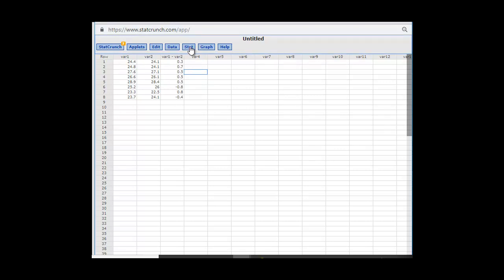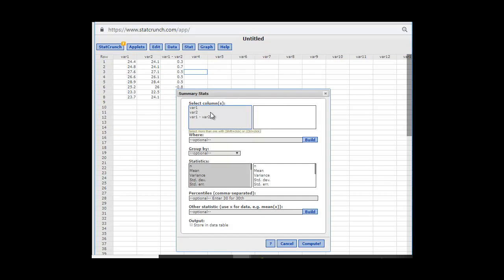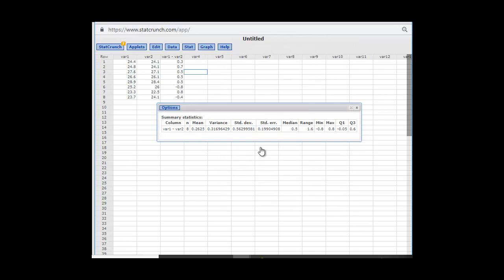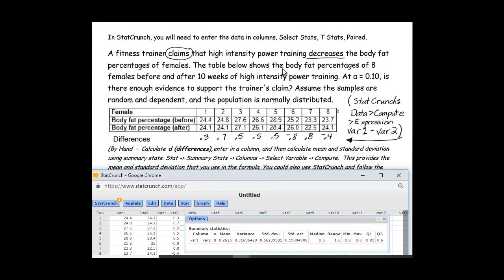Once we've got that, then we can do the process that we learned in Chapter 3, where you go into Stats, Summary Stats, and Columns. Because I'm going to be calculating with these differences, I'm going to click the column var1 minus var2. Then I can just move on down to Compute, and I will get all of that summary data. What I'm most interested in is the mean here of 0.2625 and our standard deviation of 0.56299, that would round to 0.563. So we need to remember that because I need that information once we get rolling here.